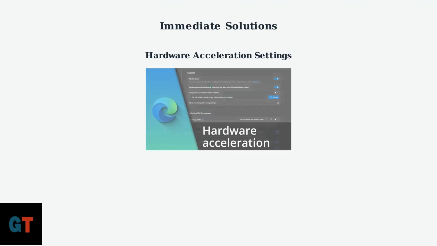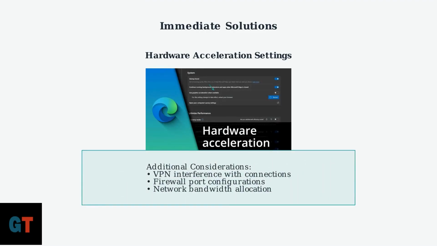Hardware acceleration settings can significantly impact performance. You can enable or disable this feature in your browser settings, depending on your device capabilities. Additionally, consider VPN interference and firewall configurations as potential causes of connectivity issues.